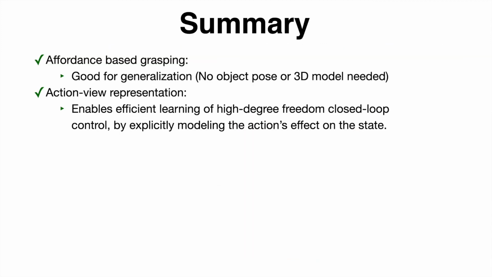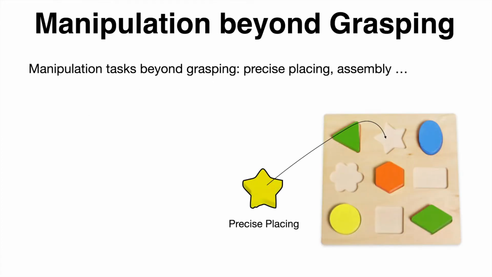To quickly summarize, in this project, we show how we can use affordance prediction to achieve generalizable grasping, and how to use a new action view representation to enable efficient learning of high degree of freedom closed-loop grasping. As we know, grasping is only part of robot manipulation, and there are many more complex tasks, such as object assembly, that require the system to not only pick up the object, but also precisely place the object into its target location.